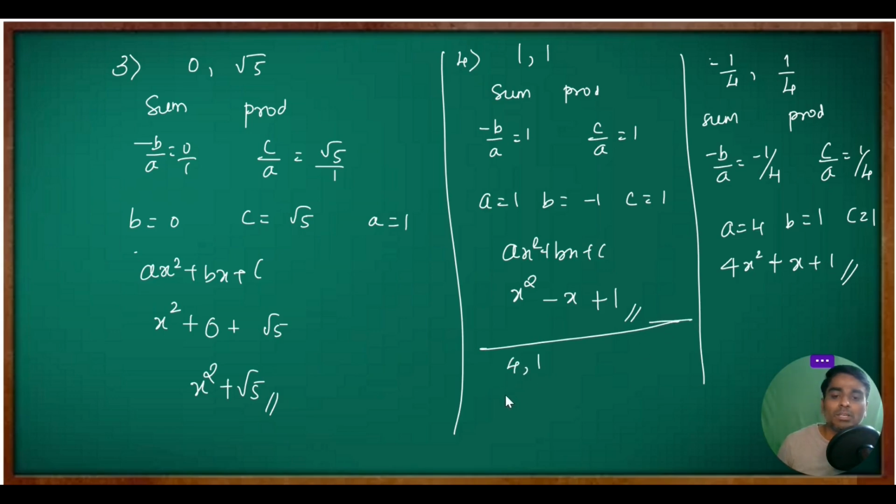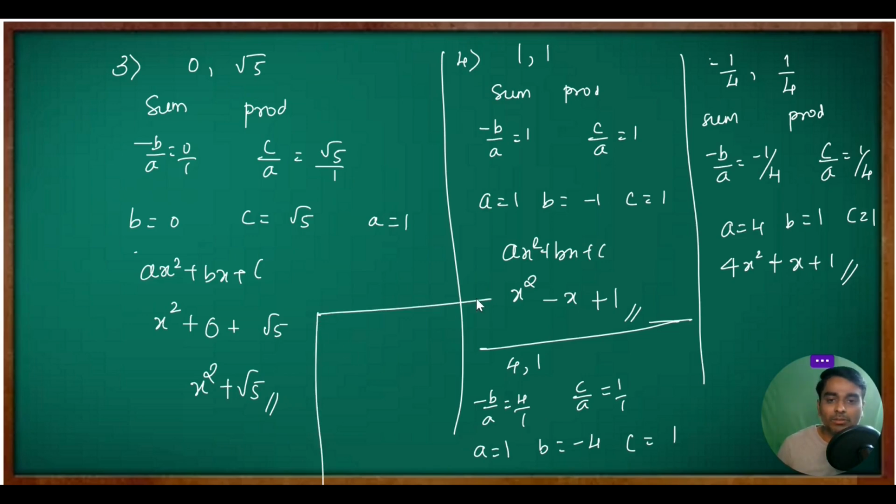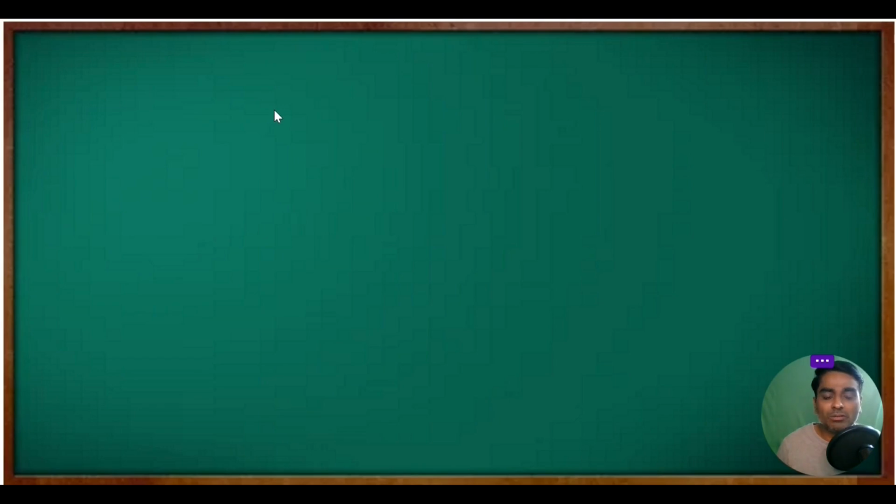Then last we have one here, 4 comma 1. So the sum, minus b by a, equal to 4, then c by a equal to 1. I'll write 1 down here, also 1 here. a equal to 1, b equal to minus 4, and c is equal to also 1. So if you put all these things in a quadratic polynomial standard form, what will happen? x square minus 4x plus 1. That's the required answer. Students, that's it from the polynomials.